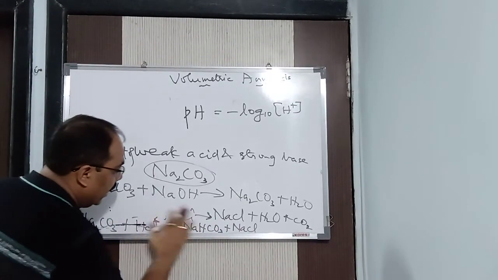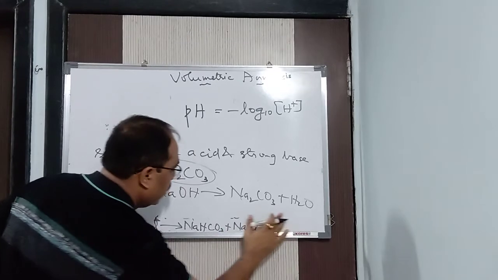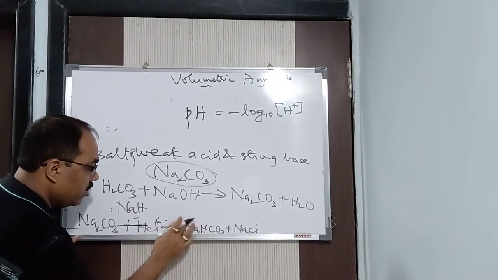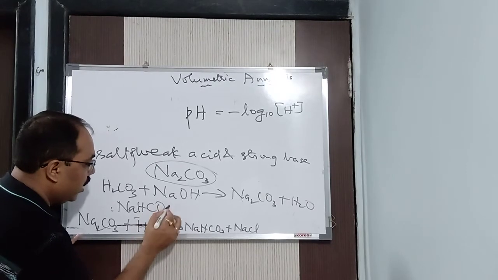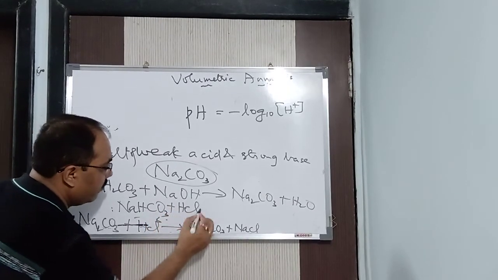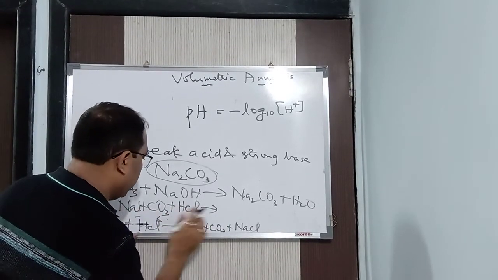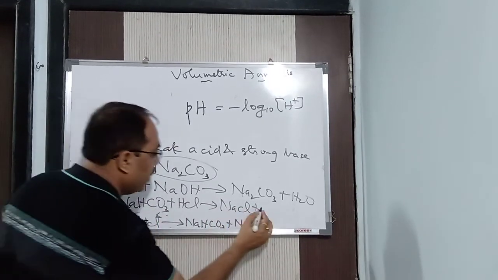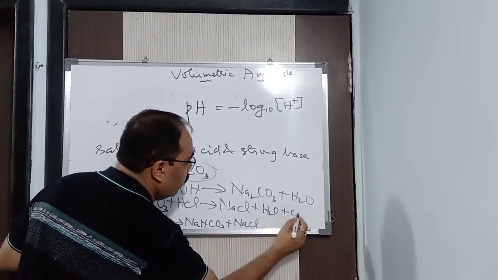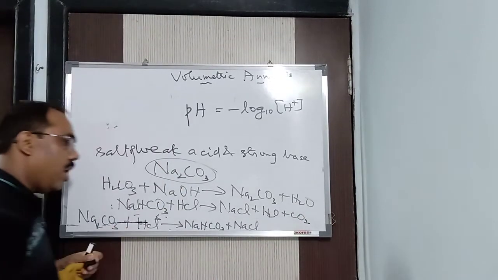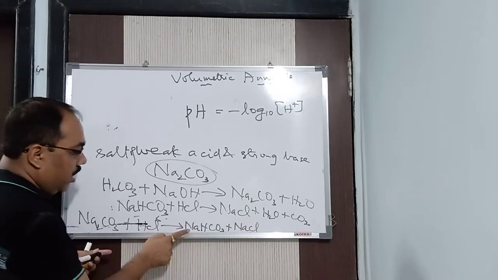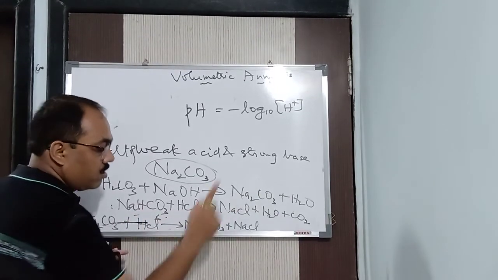Now you got NaHCO3 from the first step. Now if I take NaHCO3 plus HCl, what will happen? I get NaCl plus H2CO3. But H2CO3 is unstable. It will give you H2O plus CO2. Now you understood how I get it. First step, Na2CO3 reacts with HCl to give this. Now this again reacts with HCl to give you this.